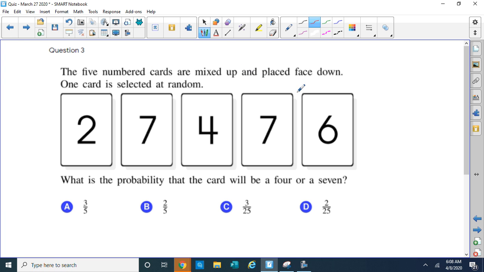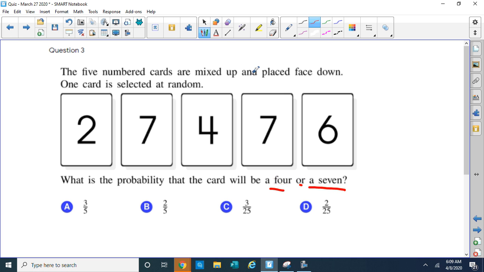placed face down. So you see them now, but they're going to turn them so you can't see them. One card is going to be selected at random. What do you mean at random? That means we're going to be choosing one without looking, and it could be any likely choice of card being selected. So what is the probability that the card will be a 4 or a 7?